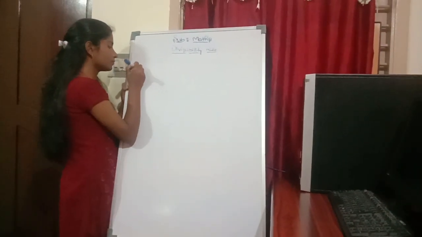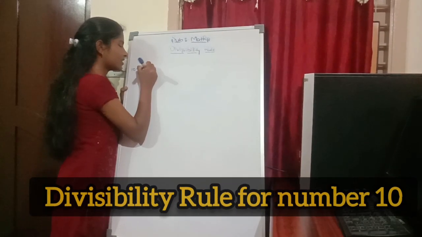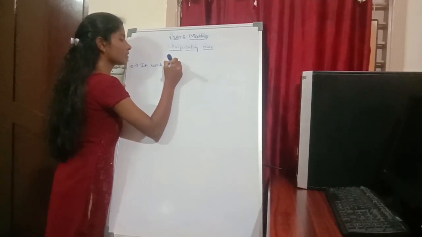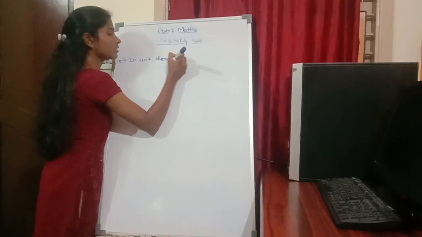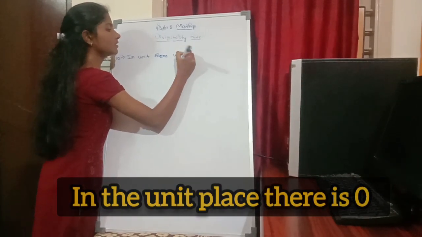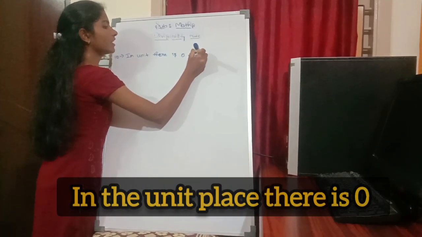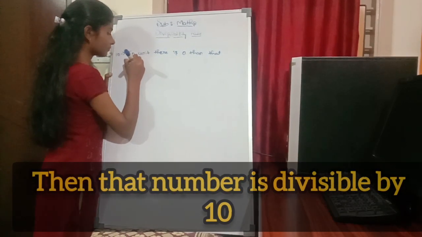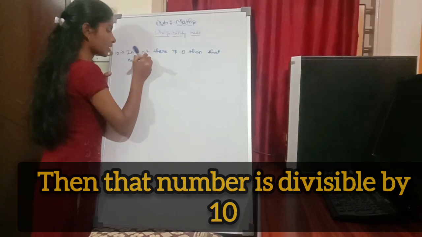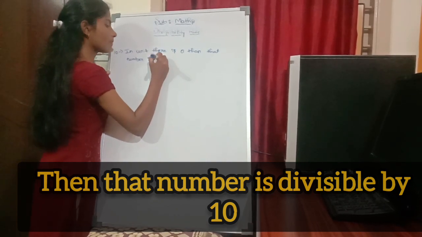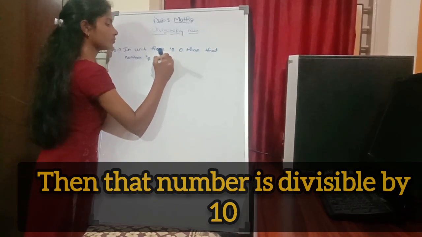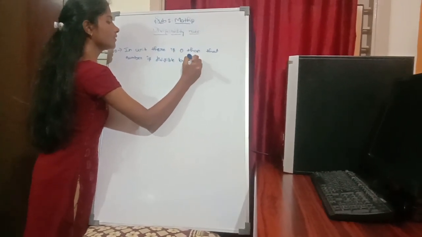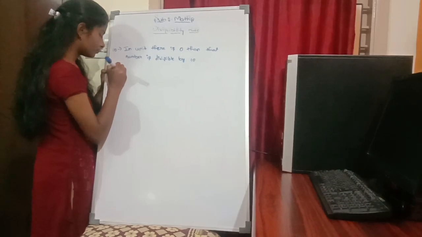Divisibility 10. In the unit place, if there is 0, then that number is divisible by 10. Let's take an example.